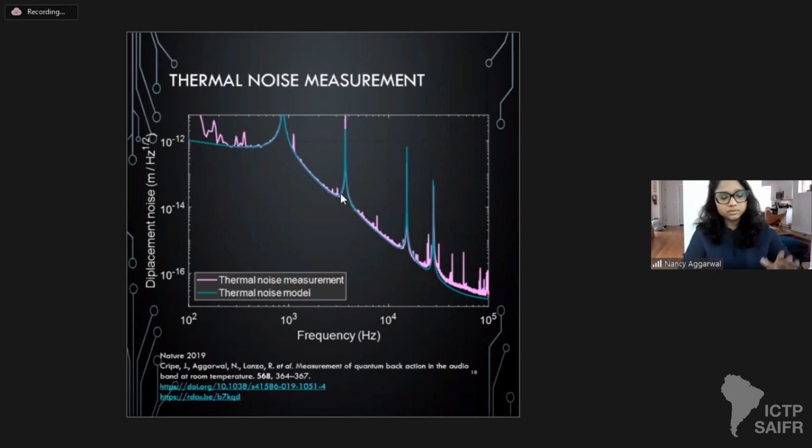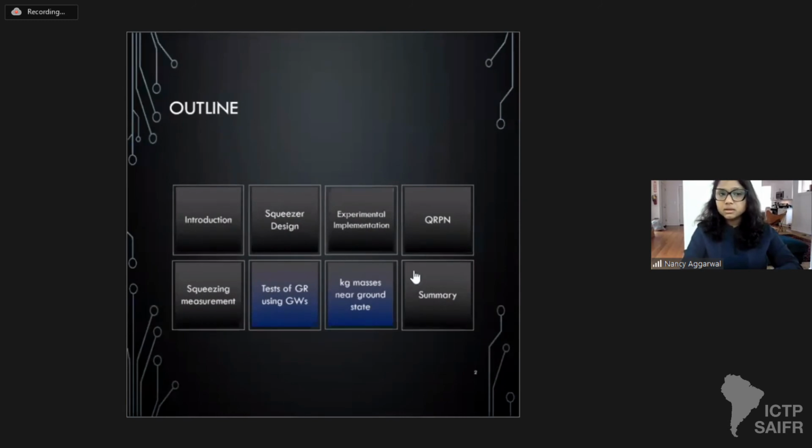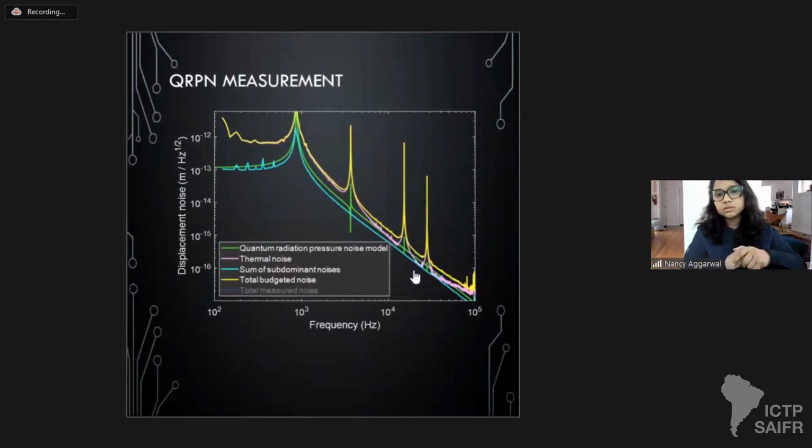And then, once we have the thermal noise that we want, the next question obviously is, well, do we have the quantum behavior that we want? So we went and we looked for whether there is quantum radiation pressure noise in this experiment. So here I have the thermal noise in the pink again. That's the thing that we saw on the previous plot. And I have some classical noises in teal and the quantum noise contribution that's theoretically calculated in green. And the total theoretical noise you would expect to be in yellow.